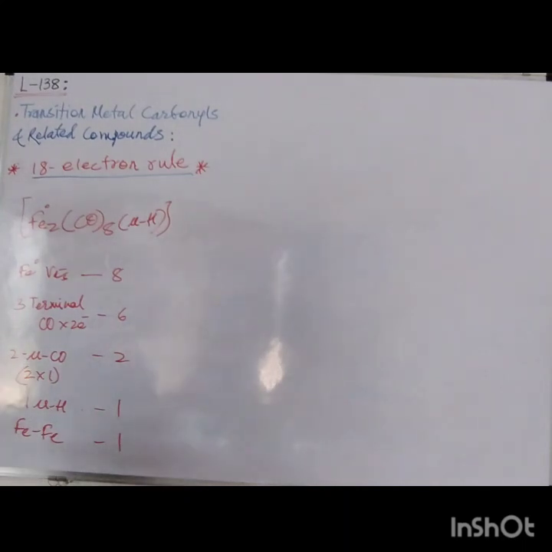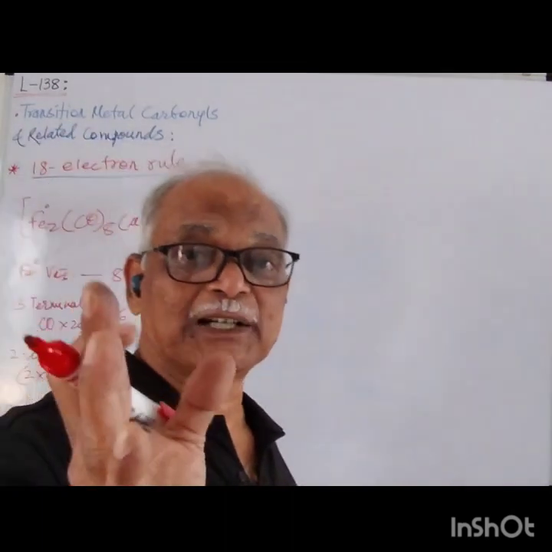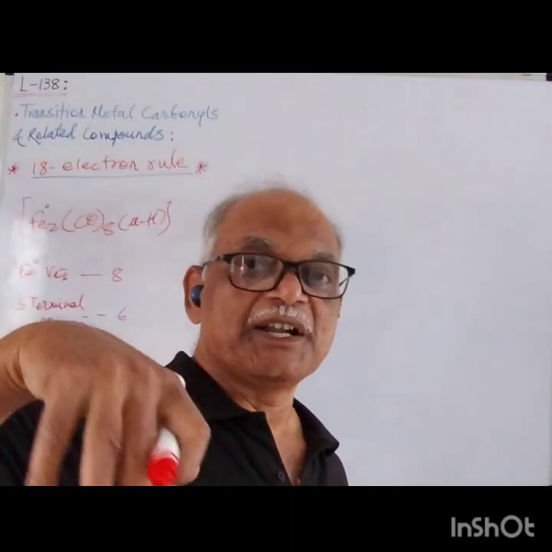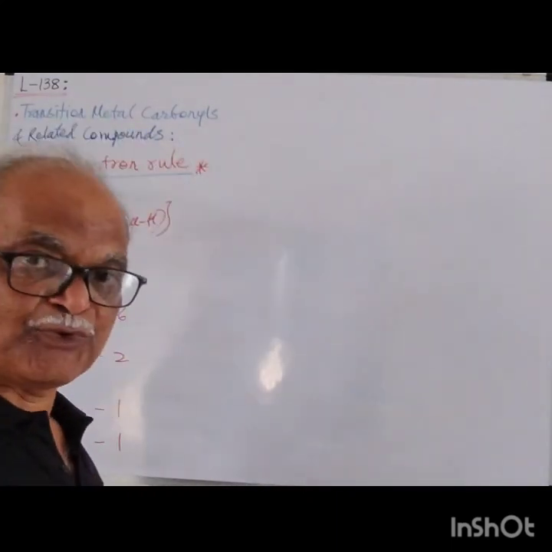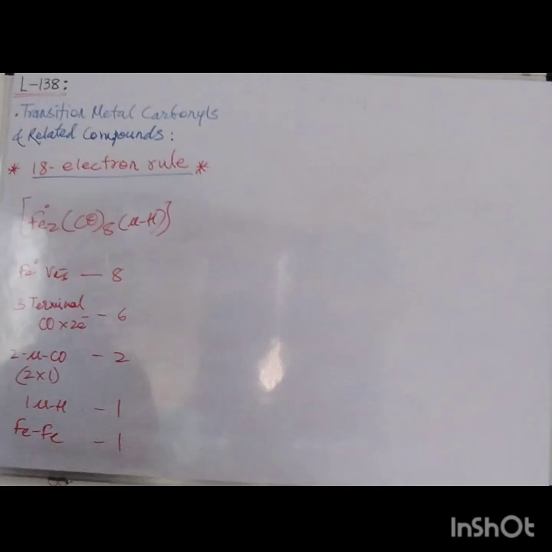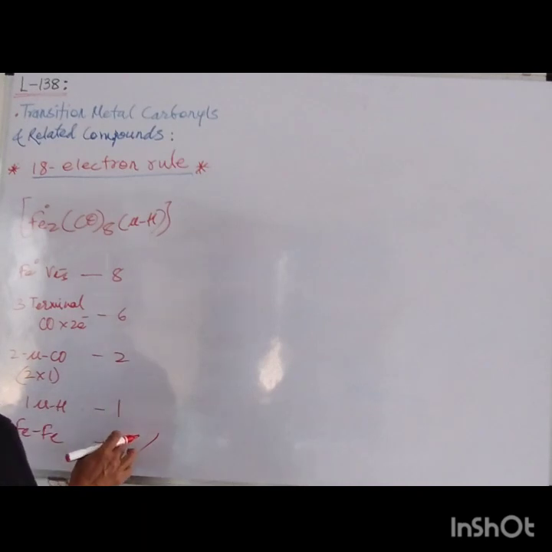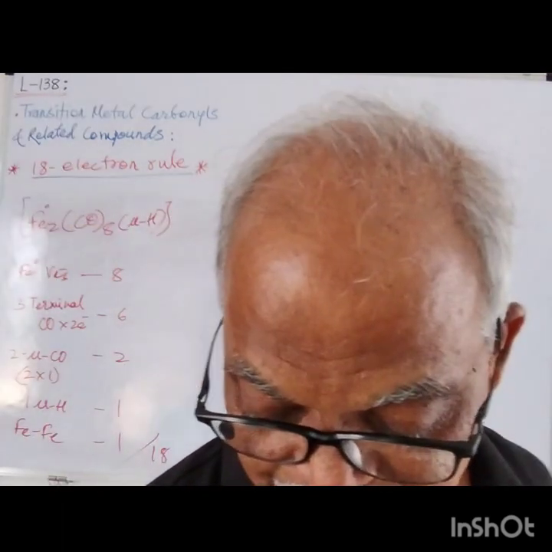So every bridging H contributes 1/2 electron. The actual electron cannot be divided, but it is mathematically taken as 1/2 contribution per metal ion. So the total of this gives 8 plus 6, that is 16, 17, 18. So this is one example.